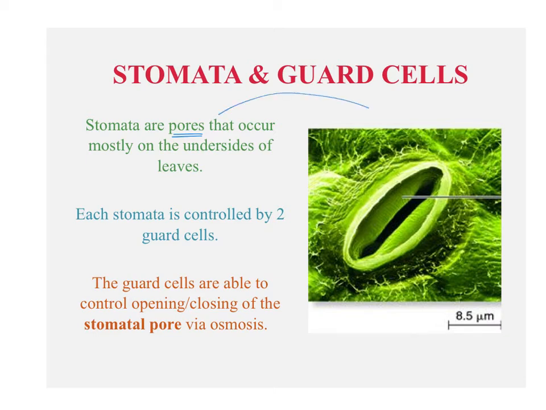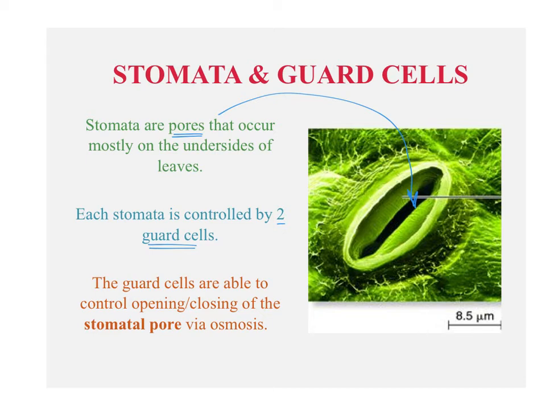Now the stomata is the pore. As you can see, it's that gap, that hole, looks very similar to the spiracles of an insect. And each stomata is controlled by 2 guard cells. They guard the pore. They open and close it. If your name's not down, you're not coming in. Let gases in and out of the leaf.